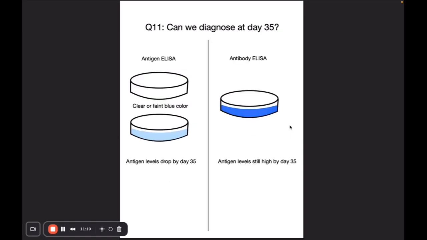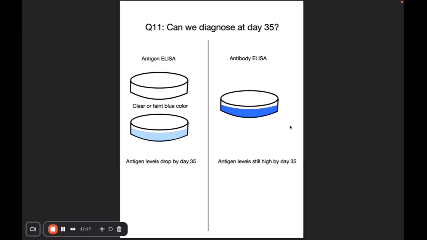If we tested someone 35 days after exposure using the antibody ELISA, the answer is yes, it would work. By that time, antibody levels are high and stable, which makes the antibody ELISA much more accurate for late diagnosis or for monitoring immune responses compared to the antigen test.